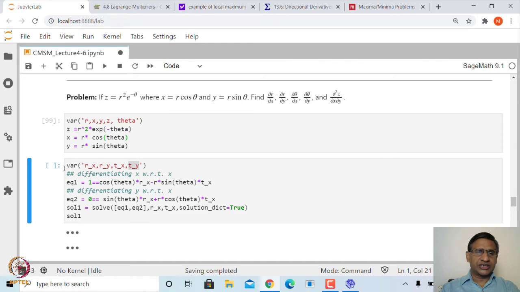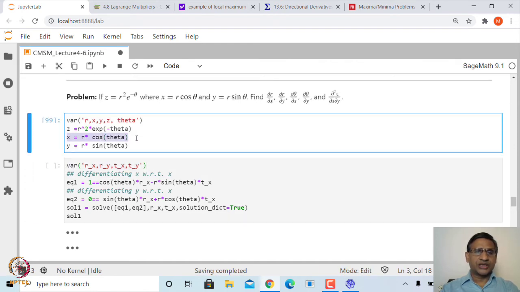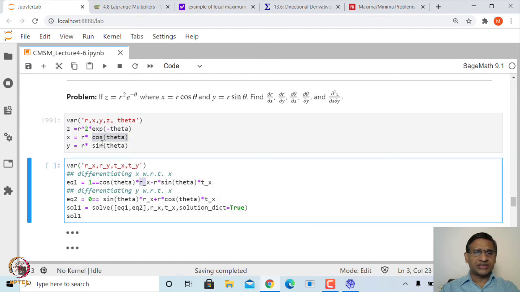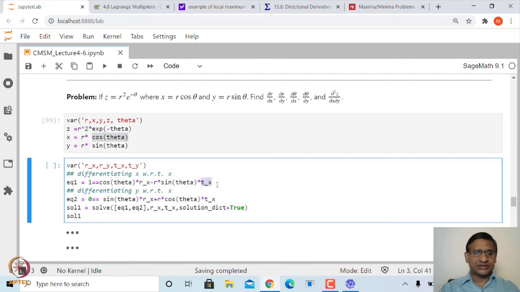So first let us declare these variables, and what we will do is, if I look at x equal to r cos theta, that's a function of r and theta. So let us differentiate both sides with respect to x. So what will you get? The first equation is the derivative of this with respect to x. The left hand side will be 1, the right hand side will be cos theta into the derivative of r with respect to x, that is r x, plus the derivative with respect to theta, that means minus sin theta into r, and then del theta by del x, right?